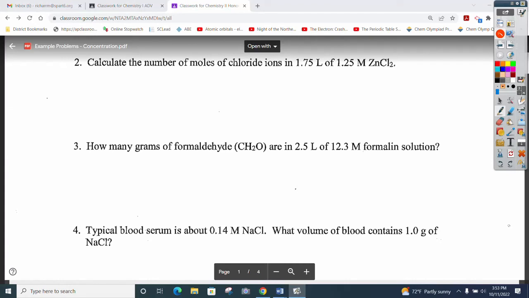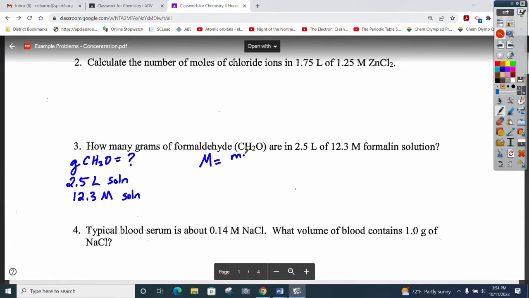Take a minute and read and ask yourself, is a reaction occurring? In this case, no. So I'm looking for grams of CH2O. That's what I'm trying to find. It tells me I have 2.5 liters of the solution. And it tells me that I've got 12.3 molar for the solution. Okay? Because they're giving me molarity, I'm going to say capital M is equal to moles over liters. That's the algebraic equation that I'm going to use to answer anything they've asked me.